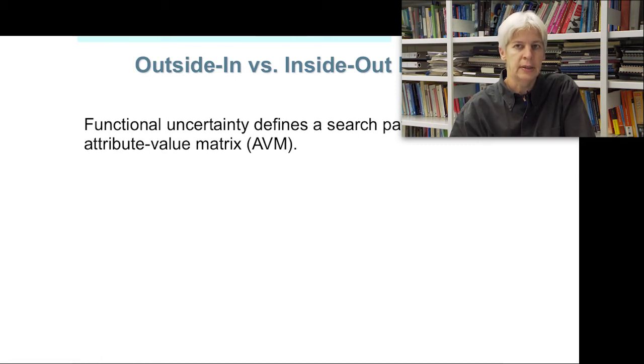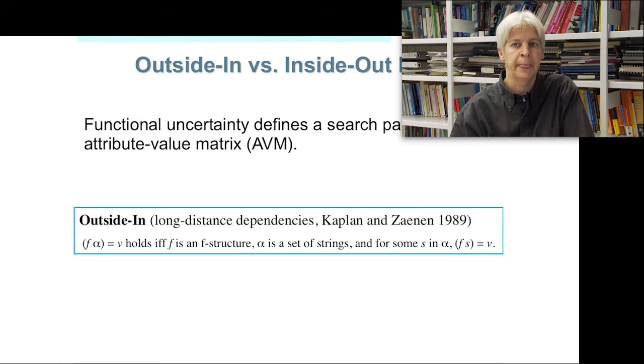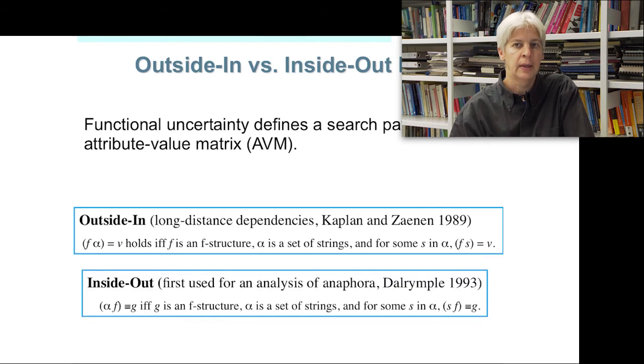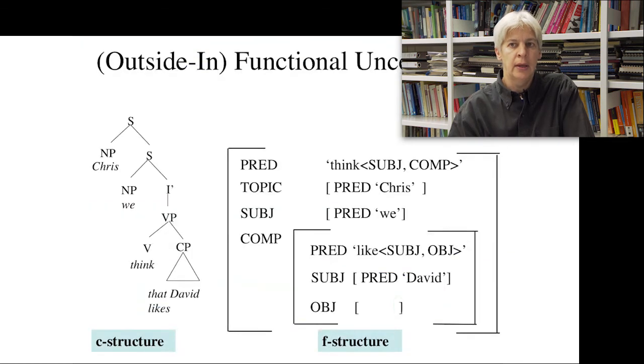First, I'll give you the definition. So functional uncertainty defines a search path, what I've been calling the long distance dependency path, over an attribute value matrix. In this case, this is our F structure, which is an attribute value matrix, if you recall that. And here are the formal definitions of long distance dependencies. It was first invented in an article by Kaplan and Zaenen for Germanic word order. And inside out was first used for an analysis of anaphora that was proposed by Mary Dalrymple. I'll give you these references as part of the exercise, so you can look them up if you're interested in that.